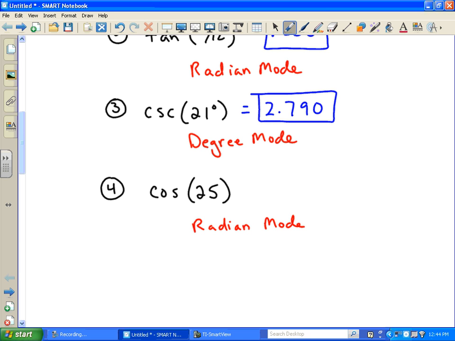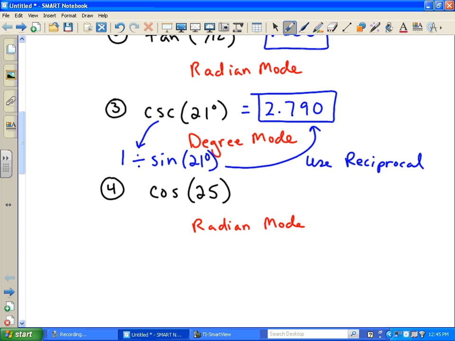So with cosecant, I'm going to make a note of what you had to enter in your calculator. You had to enter 1 divided by sine of 21 degrees. And that's how you got there. So you have to use the reciprocal idea to get cosecant. The same thing would be true if I needed to get cotangent or if I needed to get secant. I'm going to have to use the reciprocal idea to get there.